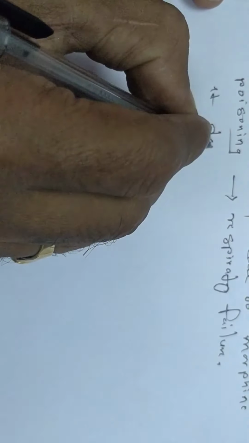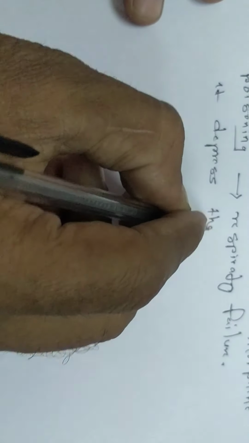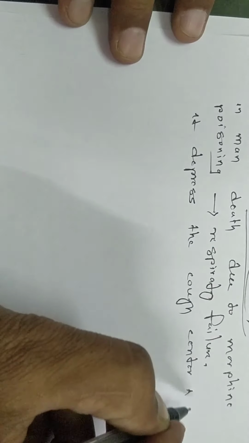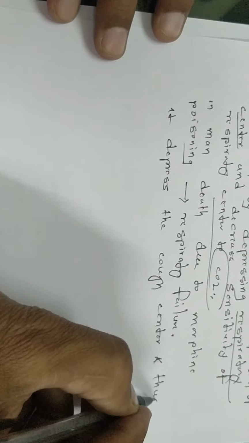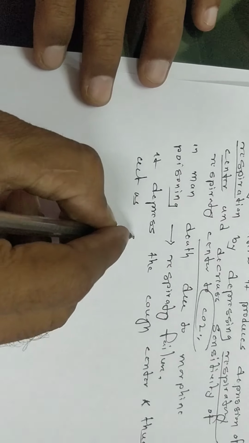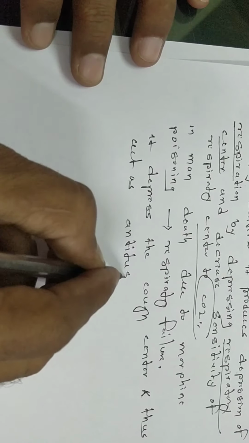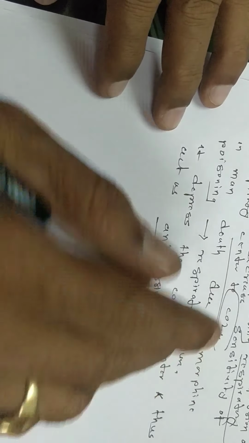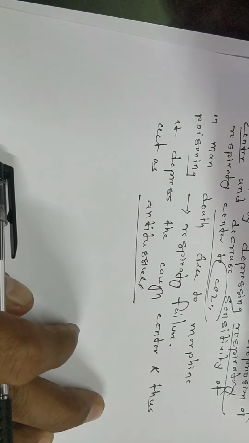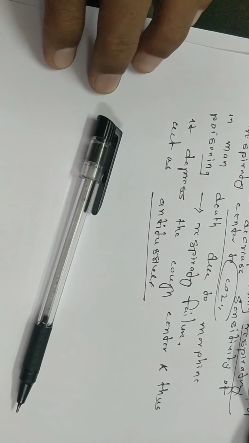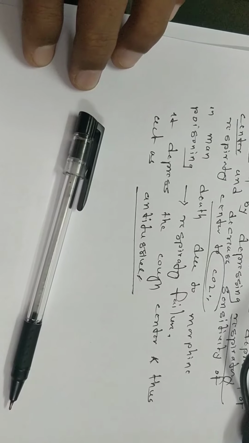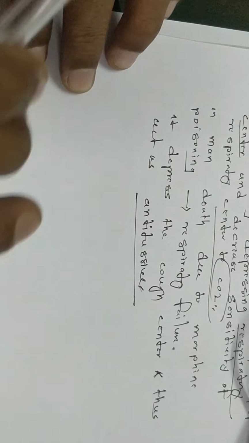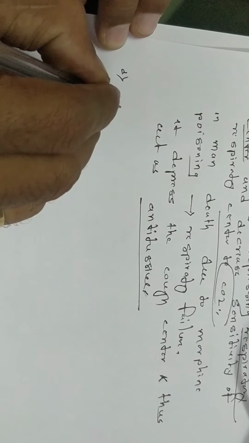It depresses the cough center and thus acts as an antitussive. It is used in the treatment of cough. There are many types of cough, such as dry cough and wet cough. Morphine depresses the respiratory center and acts as an antitussive. The last main action is on temperature.